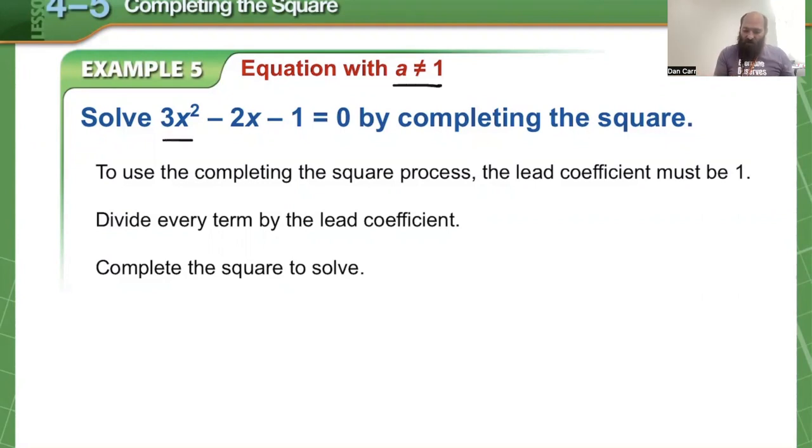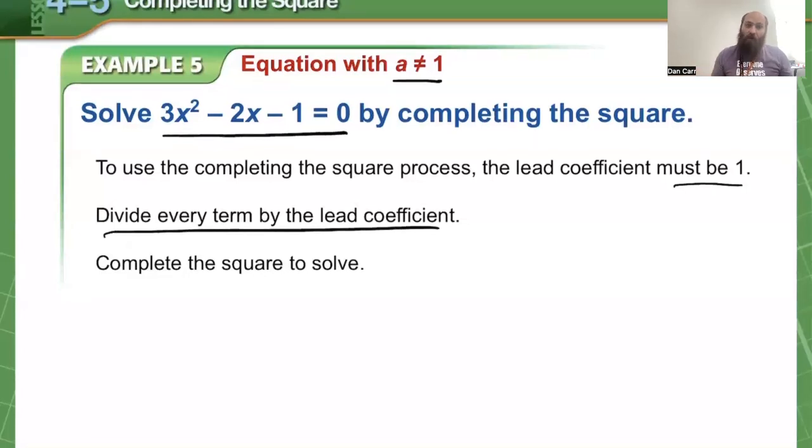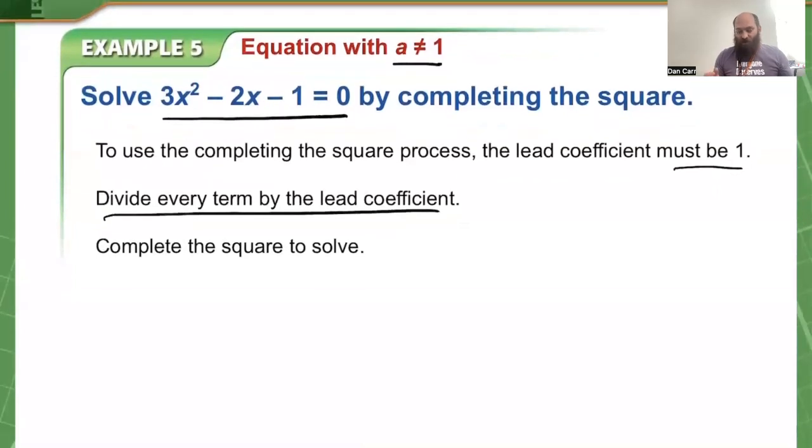So if I look at this as an example, 3x squared minus 2x minus 1 equals 0. To do that by completing the square, first we want to make sure the lead coefficient has to be 1. So that means to help with this specific problem, I can divide every single term by that lead coefficient. And then we just do that same process as before. The only thing that's gonna be a little bit weird is that it'll have a fraction in there, that's all.